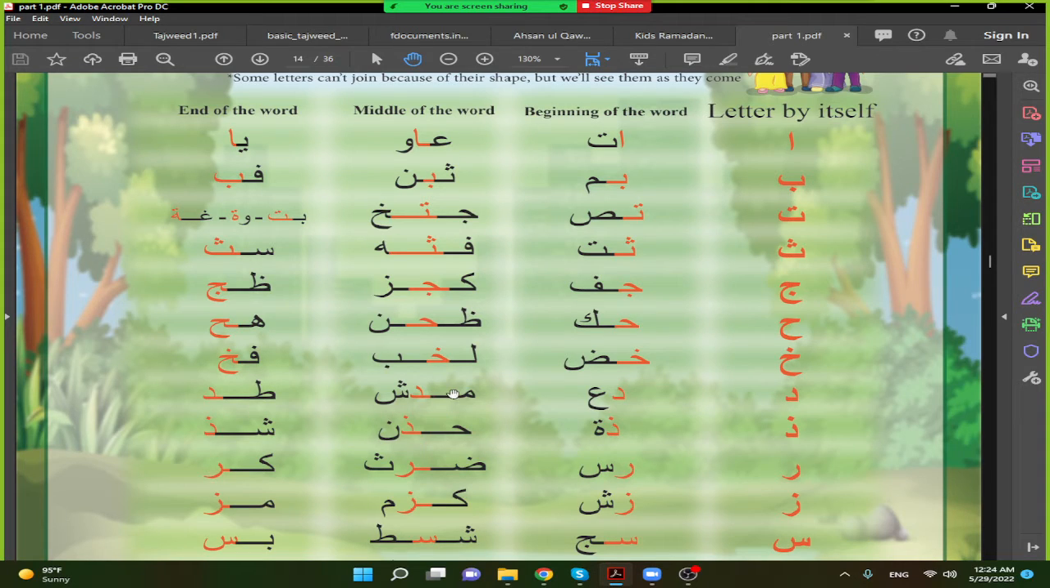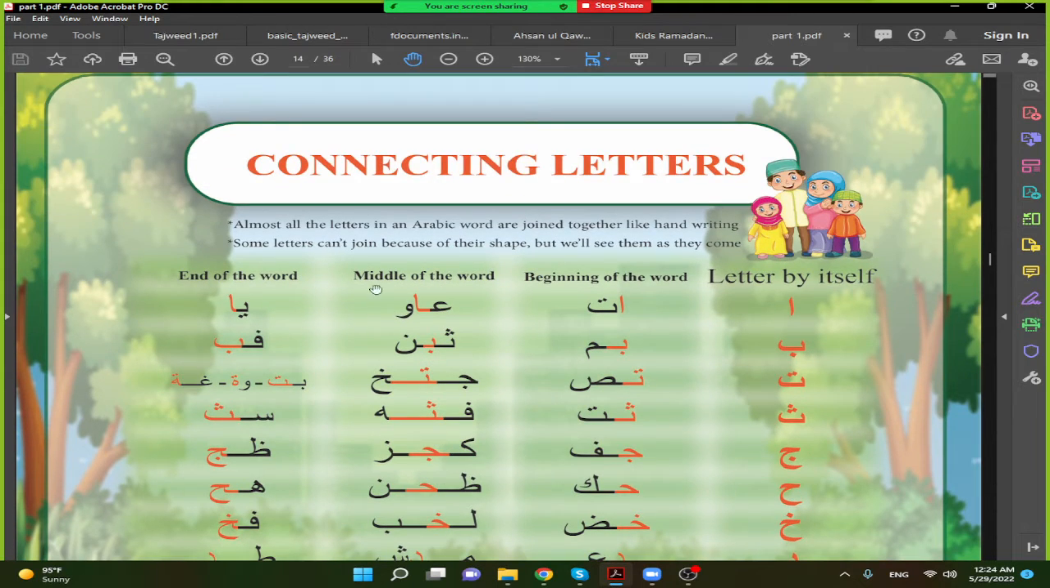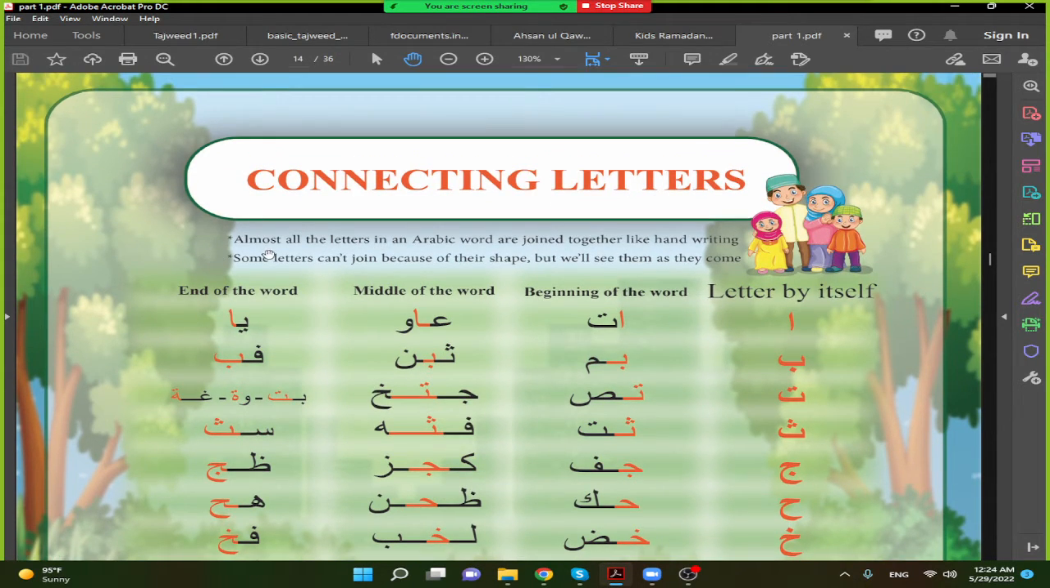Dal is joining to the previous letter, but dal or zal or ra or zain or alif or waw, or whatever you have written down in the separate letters family, those letters cannot join to the letter after them because of their shapes. If they join, then they turn into the other letter. This is what you have to keep in mind. Do you understand that? Almost all the letters in an Arabic word are joined together like handwriting.